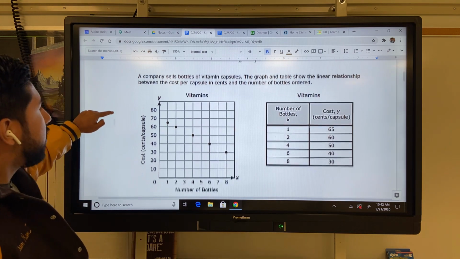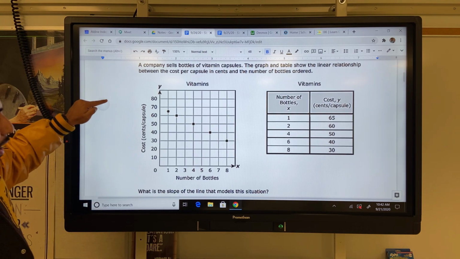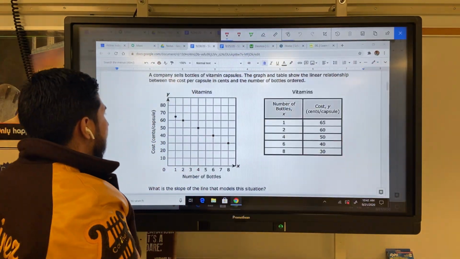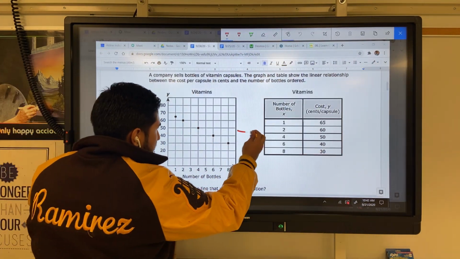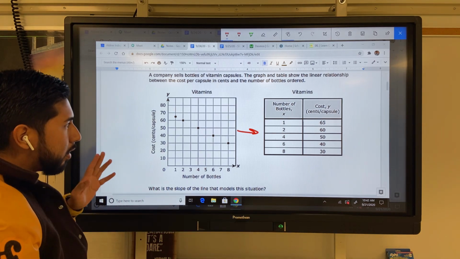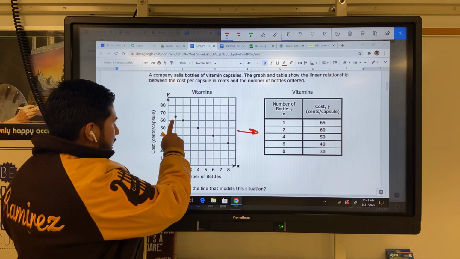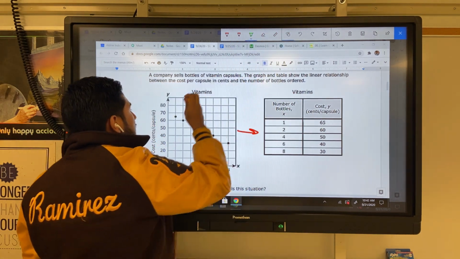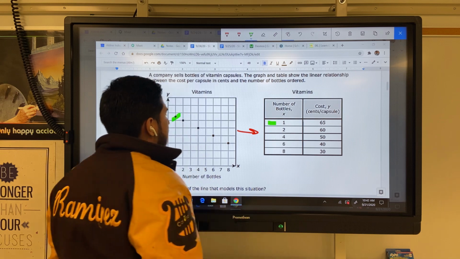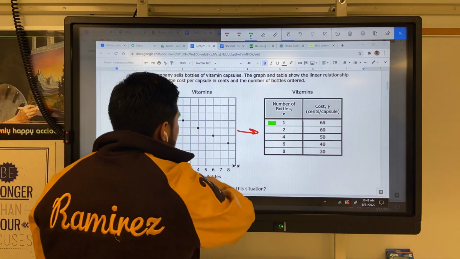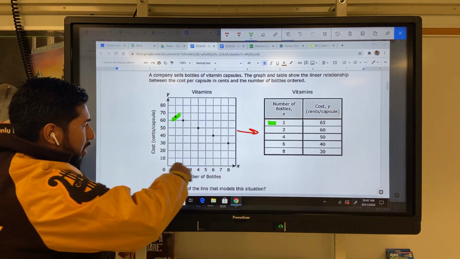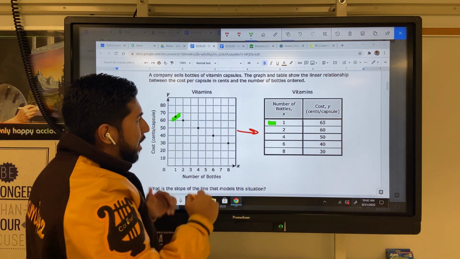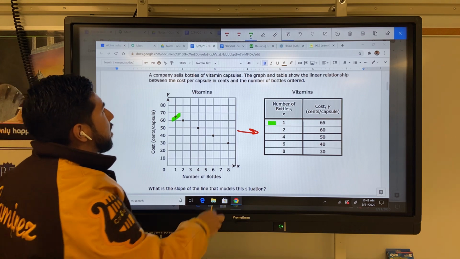All right. Quick little problem. What is the slope of the line of the model of the situation? Now, we're doing this problem because we can translate a graph and turn it into a table. Example, 1, 65. Boom, that's my first point. Let me do some highlighting. Boom, it's right there. 2, 60, boom, it's right there. 4, 50, boom, boom, boom. They're all there. So we could translate a graph, if you're not comfortable with graphs, and make it a table. It'll make your life a lot easier.